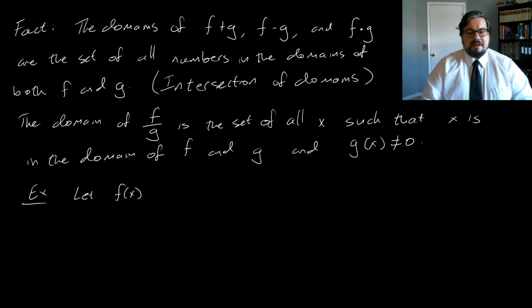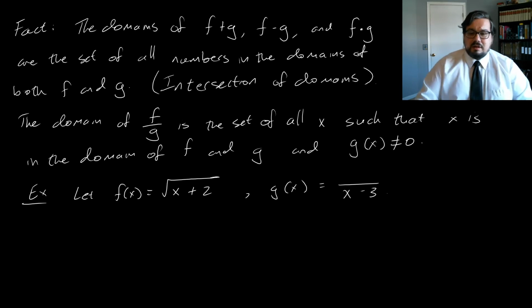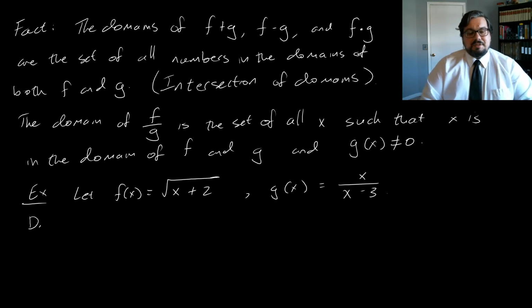Let's let f of x be the square root of x plus 2, and g of x be 1 over x minus 3. In order to figure out the domains of f plus g, f minus g, f times g, and f over g. Oh, pardon me, I had a typo here. We want g of x to be x over x minus 3. Let's look at the domains of each of these.